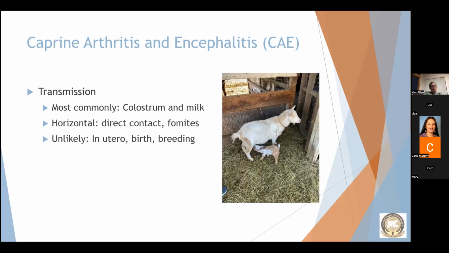The transmission is most commonly through the colostrum and milk, but in rare cases can occur through direct contact between affected individuals, or through fomites, so any materials, feeders, or waterers can pass it along. It is possible but unlikely to happen in utero, at birth, or through breeding. There have been some reports of that.